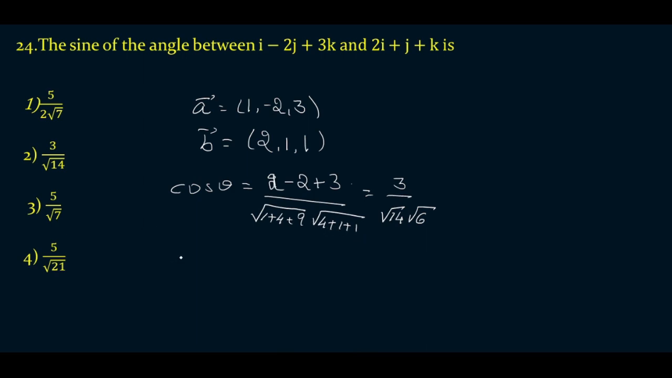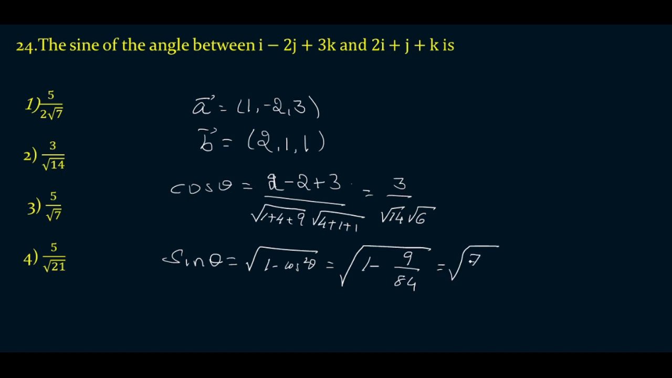Then find the value of sin theta. What is the value of sin theta? You know that it is the root of 1 minus cos squared theta. Its value is equal to the square root of 1 minus 9 divided by 14 into 6. 14 into 6 means 84. So it is the square root of (84 minus 9) divided by 84, which is 75 divided by 84.